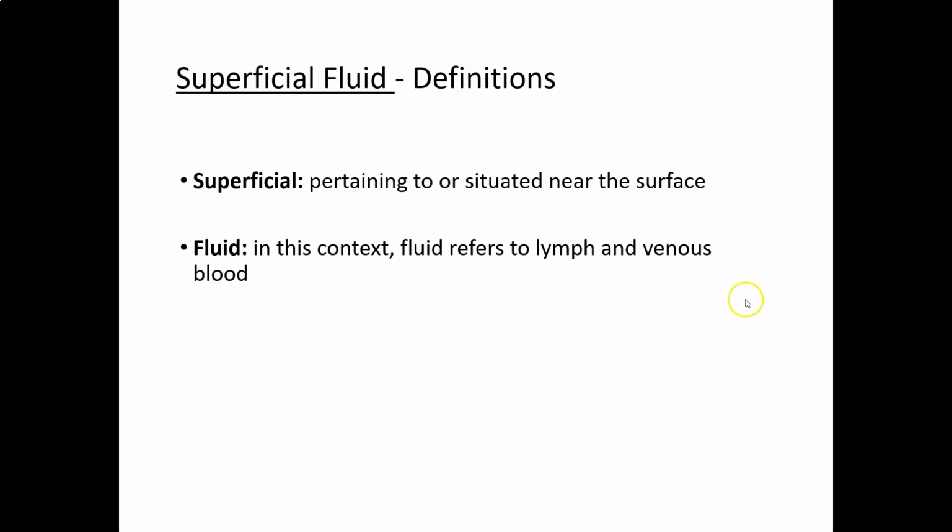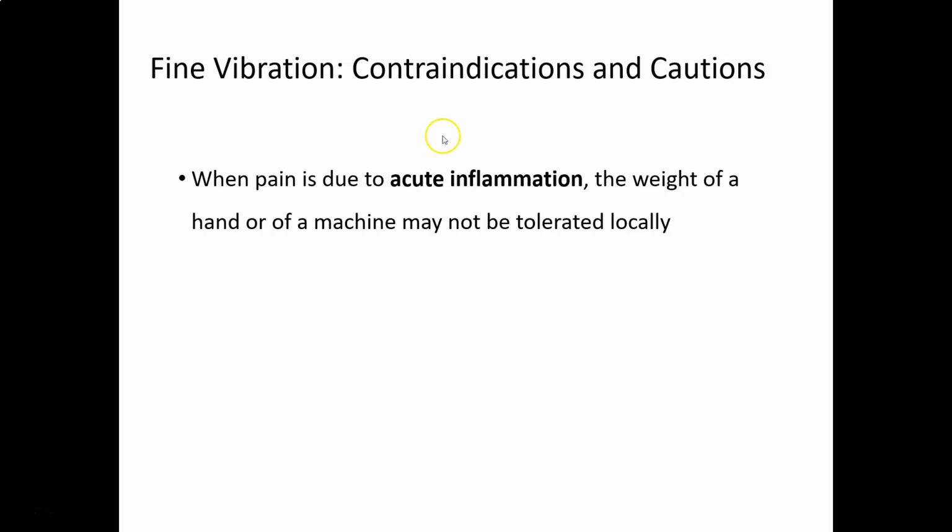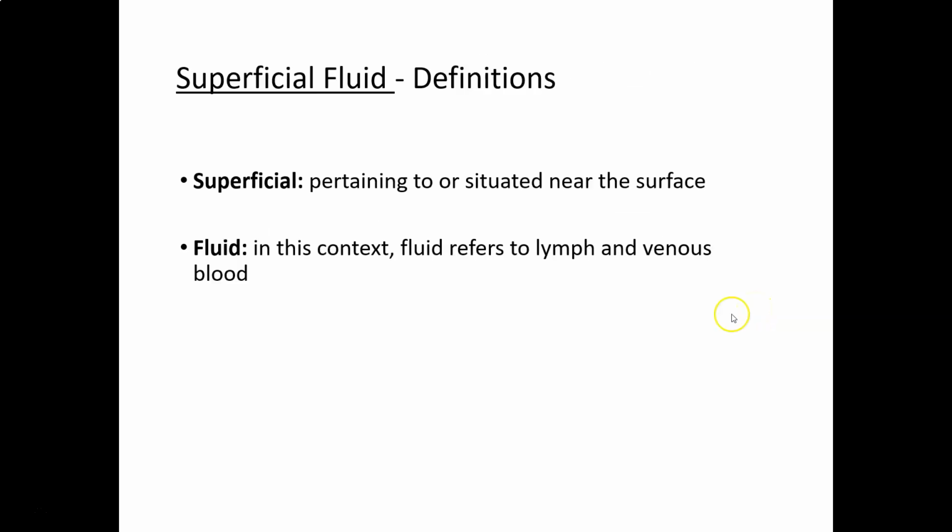Next are our superficial fluid techniques. When we look at these superficial ones, these are all neural in nature, so they're stimulating the nervous system in certain ways. Our superficial fluid techniques are things that mechanically alter the tissues to promote, as we see here, fluid returning to lymph and venous blood returning back to the heart.